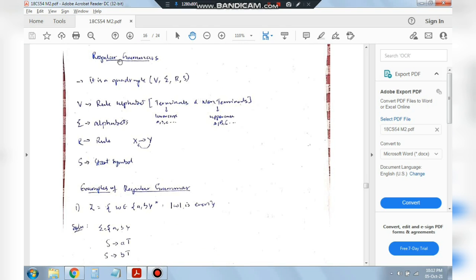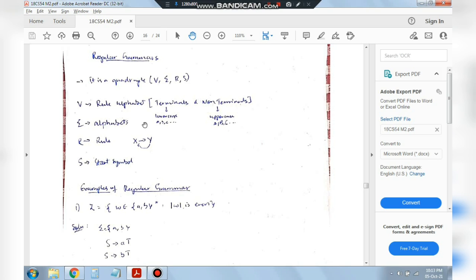The next topic is regular grammars. It can be defined using four components: the first one is the rule alphabet, then the alphabet set, the rules, and the start symbol. So V is nothing but the rule alphabet. Here we will have terminals and non-terminals. Terminal means the lowercase letters and non-terminal means the uppercase letters. We'll discuss this in detail in the upcoming topic, but for now we will discuss the rules. Sigma is the alphabet set, R is the rule, meaning x to y or y to x, and S is the start symbol.